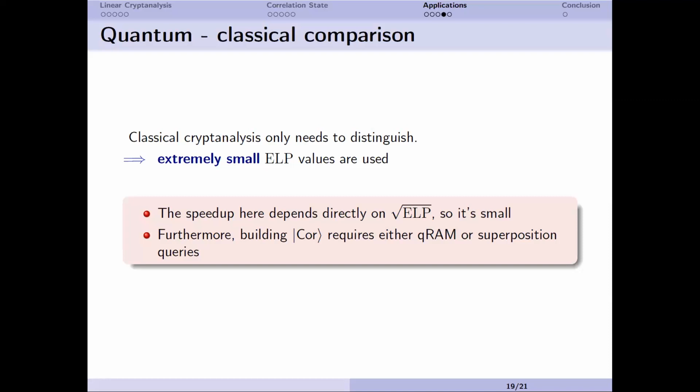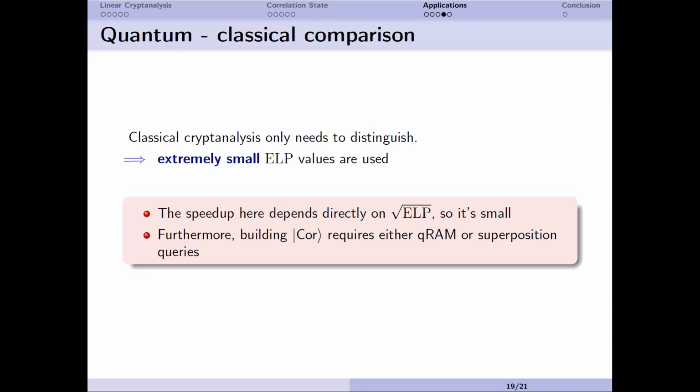The only trouble with this, which is unsolved at the moment, is that classical cryptanalysis purposefully uses very small values of the ELP. That's because you only need to distinguish. So you have a linear approximation, you stretch it as much as possible, and it's going to end up with a very, very small ELP, a very small correlation, as long as you can still observe a tiny difference with the average case. And here, my quantum speedup depends directly on the ELP. That means I get a very, very tiny quantum speedup.